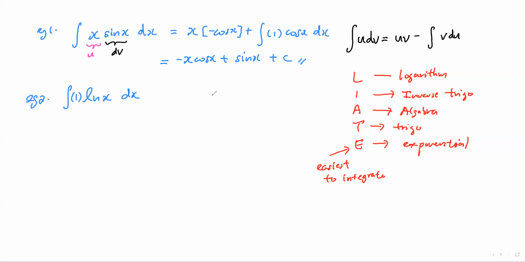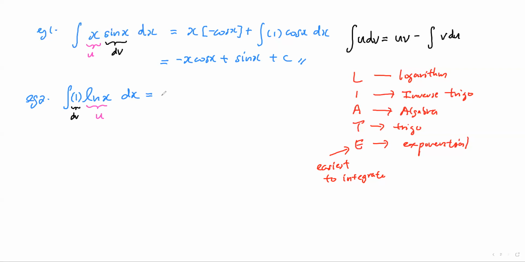Okay, so now let's look at the hierarchy again, right? 1 belongs to algebra and ln x belongs to logarithm, right? So that's the worst choice for dv. So we will not let logarithms be dv. Instead, I'm going to let 1 be dv, and then ln x would be our u in this case.